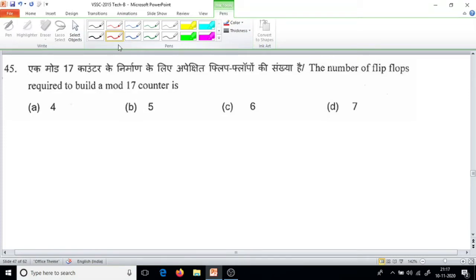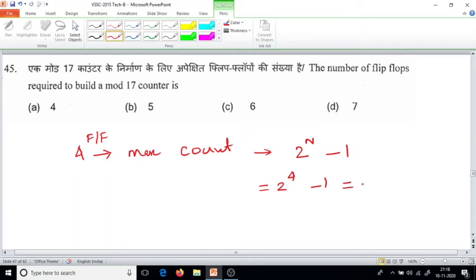Question number 45. The number of flip-flops required to build a mod 17 counter. If we assume that we have 4 flip-flops, what is the max count? Max count is given by 2 to the power n minus 1. That is 2 to the power 4 minus 1, 16 minus 1, so 15. Up to 15 we can count, that means it counts from 0 to 15.